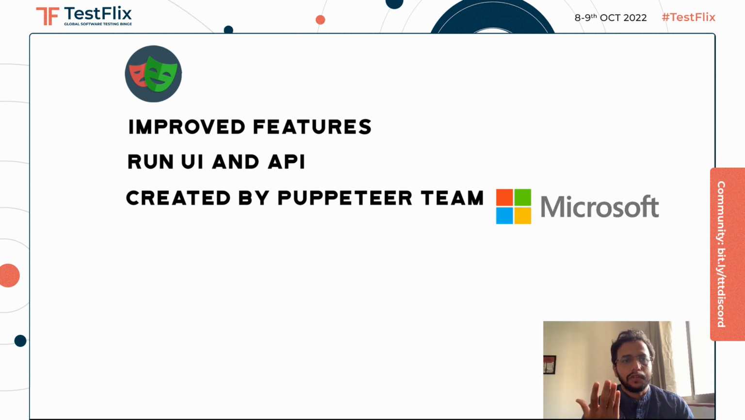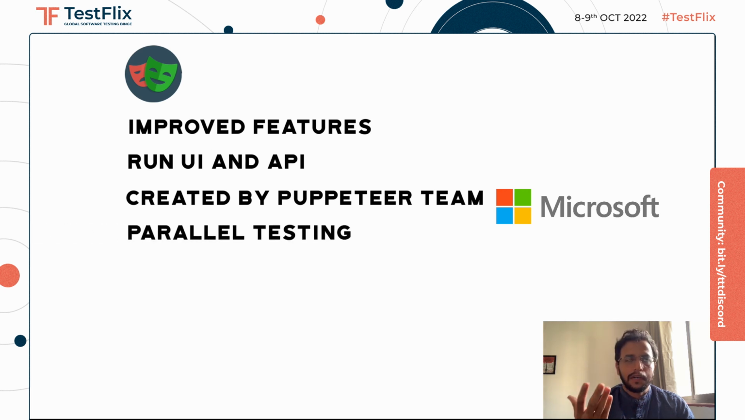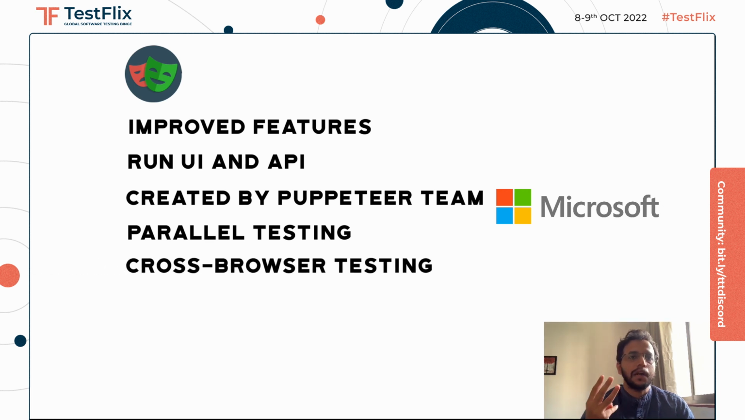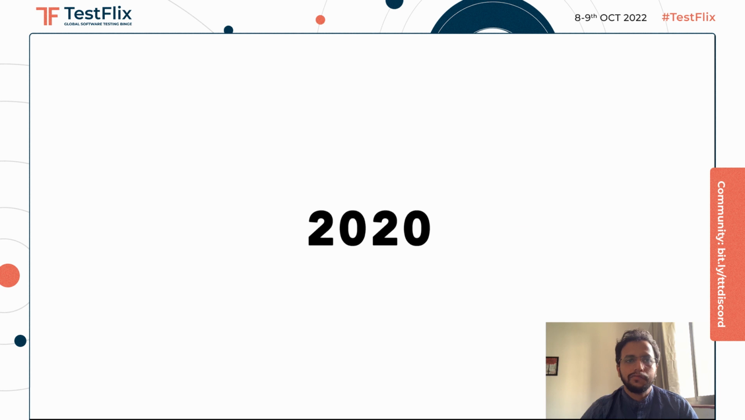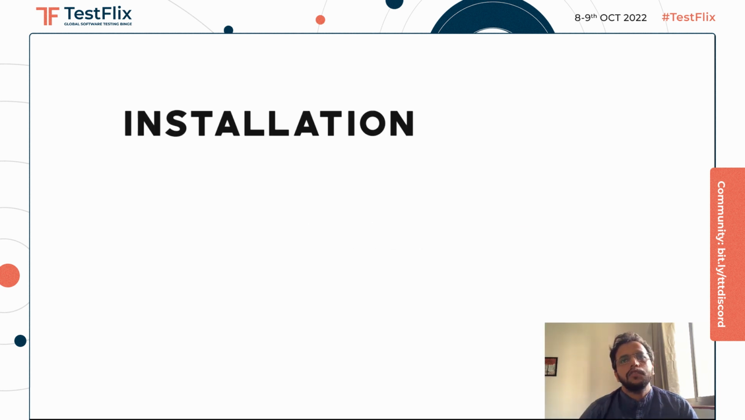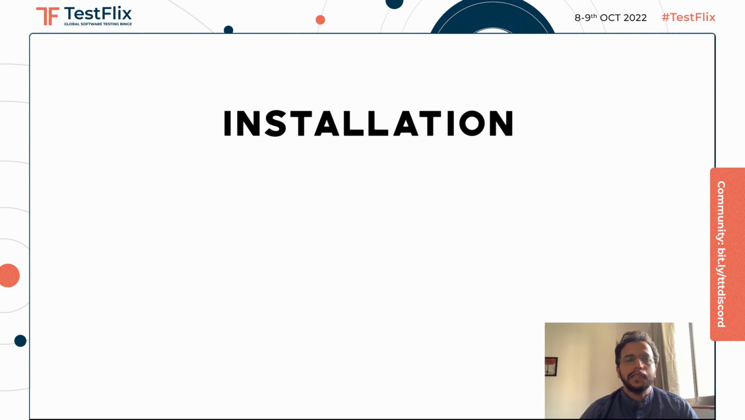One of the biggest features of Playwright is that it allows parallel testing, which comes inbuilt. With a single click, you can run your test cases in 3 browsers simultaneously, namely Chromium, WebKit, and Firefox. It is also evergreen, capable, and reliable. The first release happened around 2020, so it's still kind of new compared to other testing tools that are already there. Installation of Playwright is pretty simple.